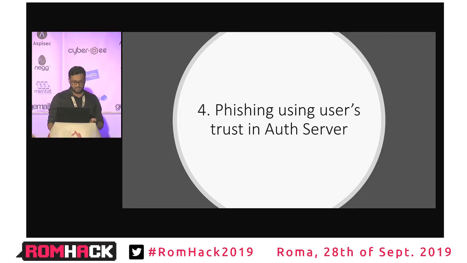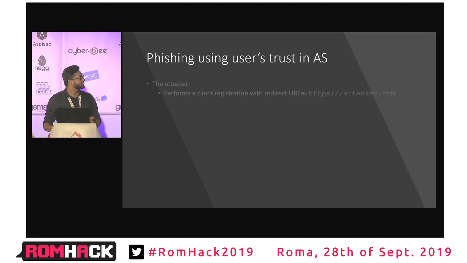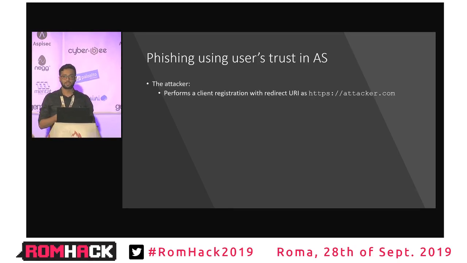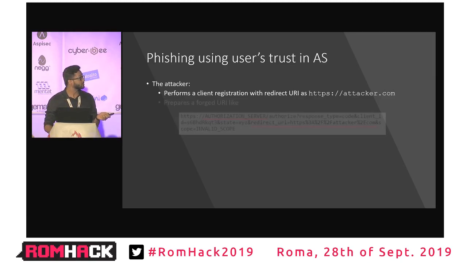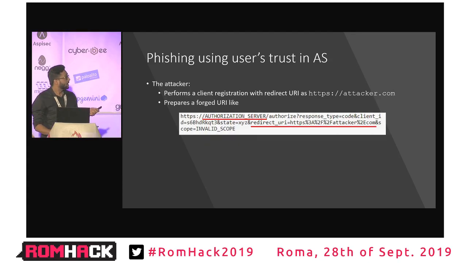So that brings us to phishing using users' trust in the auth server. Let's just assume here that the attacker has registered this redirect URI called attacker.com with the auth server. And the attacker can now create this particular forged request with the auth server's endpoint, and the redirect URI is set to attacker.com.